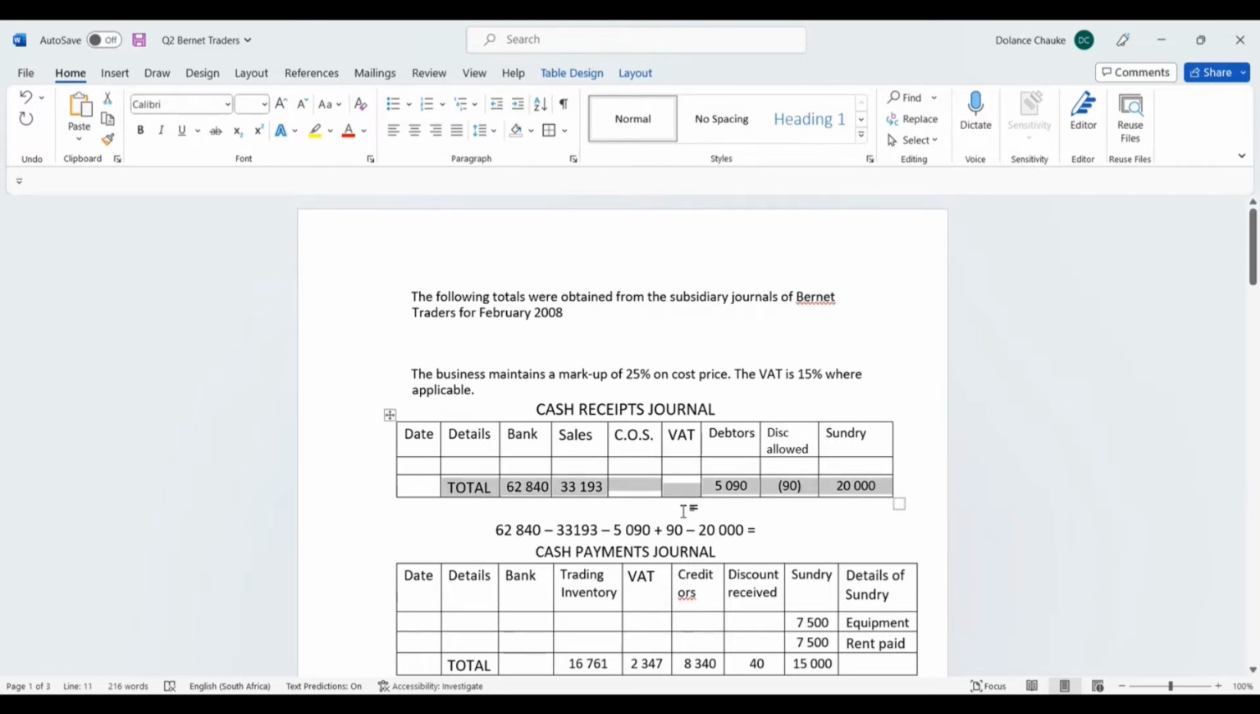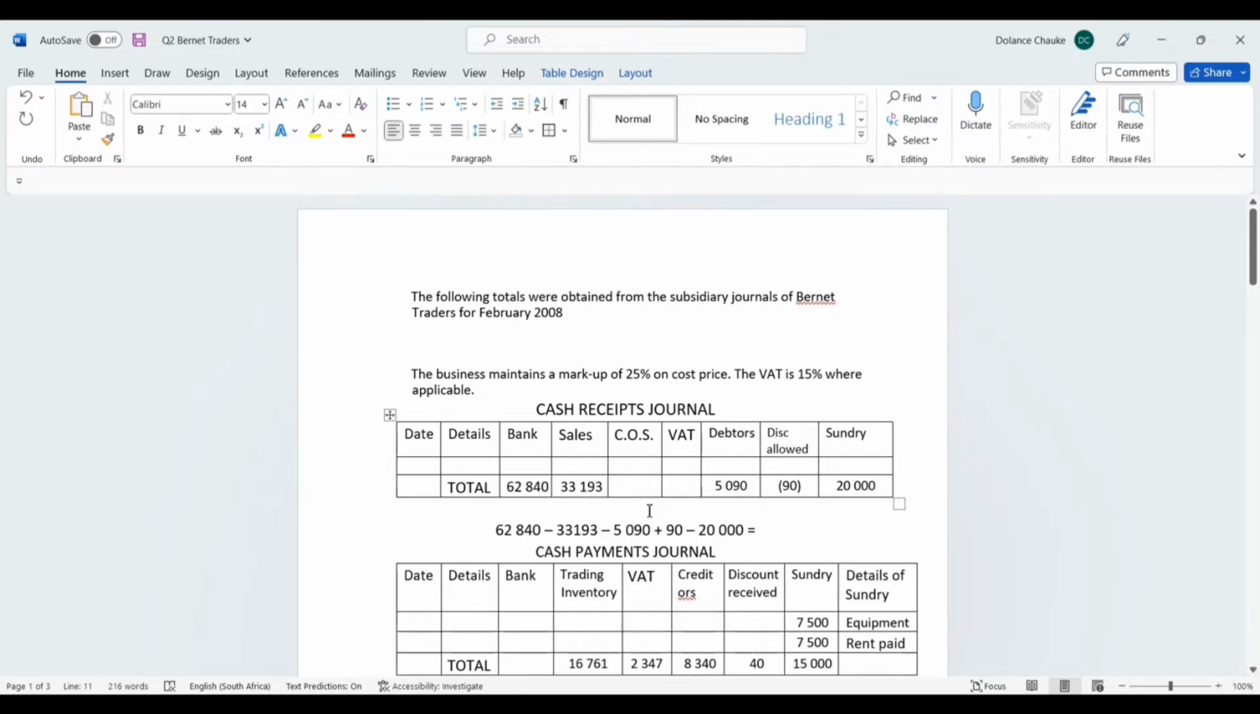We will prepare the subsidiary journals from the beginning, transaction by transaction, but now they prepared them for us. What we need to do is to calculate what is missing here. I said earlier that this total is made out of our sales plus our VAT plus our debtors minus discount plus our sundry. We will get our total bank, right?